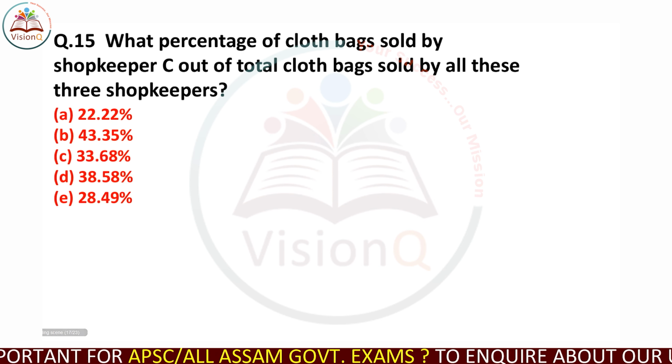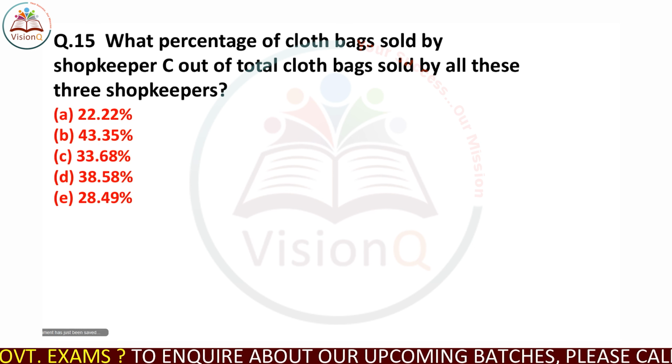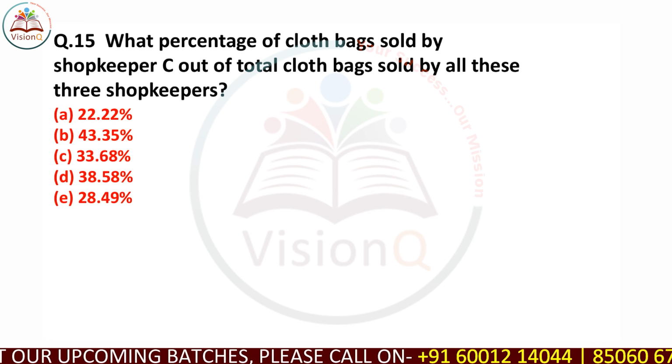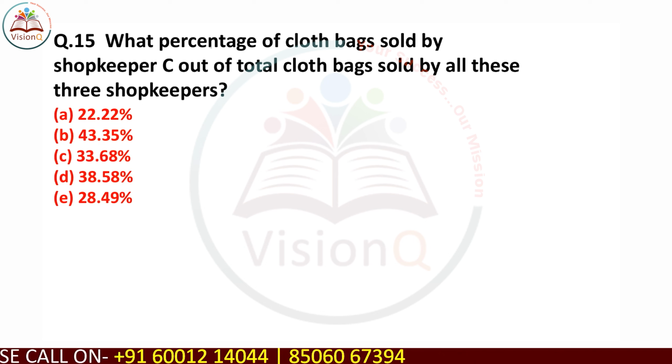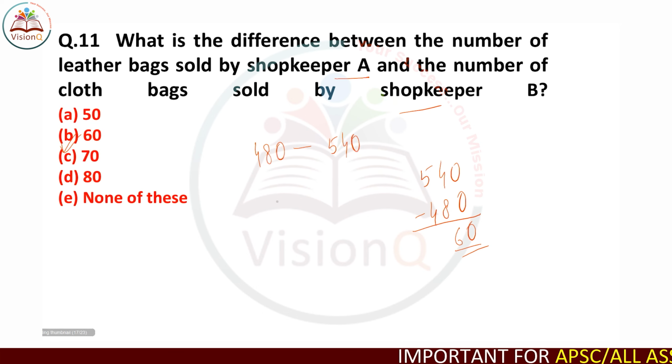So students, let us discuss the last question of this data interpretation set, question number 15. What percentage of cloth bags sold by shopkeeper C is out of the total number of cloth bags sold by all these 3 shopkeepers? That means I have to find cloth bags sold by C is what percentage of the total cloth bags sold by all 3 shopkeepers.